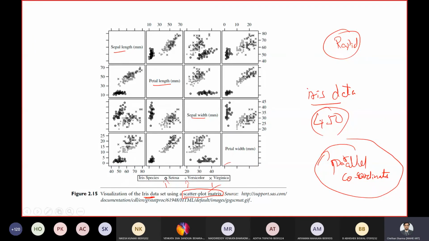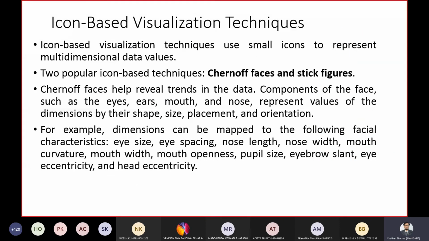So this is something you'll have to know, the different visualization techniques. The next visualization technique is called icon-based visualization, where we use small icons to represent the multi-dimensional data values. There are two popular ones: one is called the Chernoff face, and one is the stick figures.